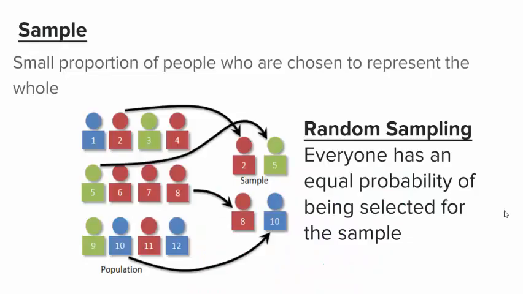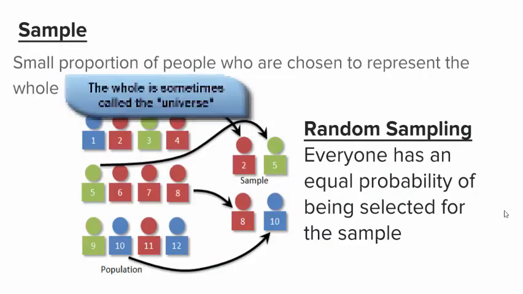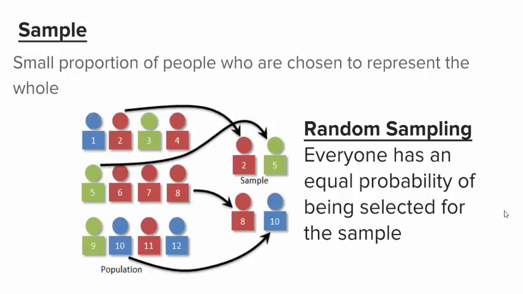Instead, polls take a sample, a small proportion of people who are chosen to represent the whole. Whether that's looking at the opinion of all Americans or just certain demographics or voters, a sample makes it realistic. In order to make certain these samples are accurate, pollsters engage in random sampling, where everyone in the larger group has an equal probability of being selected. If you are polling average Americans, every American should have an equal chance of being chosen.